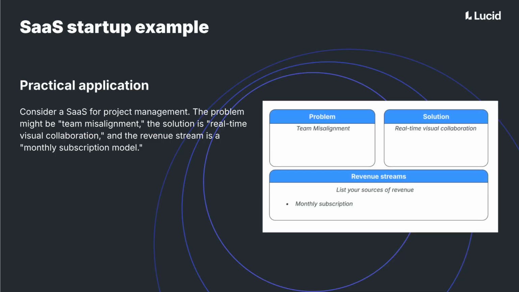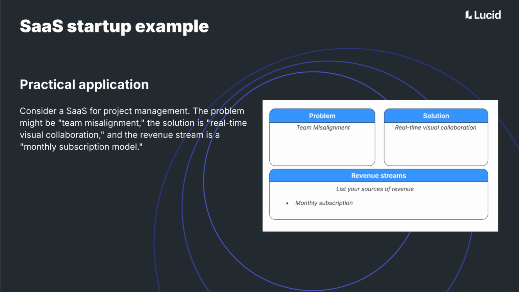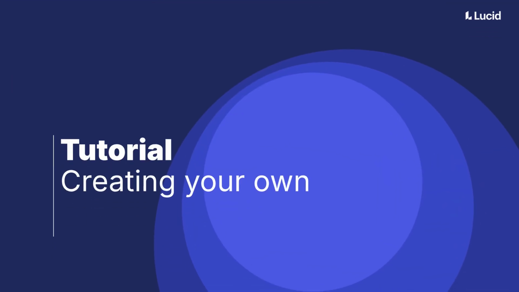For an example, Lean Canvas for a SaaS startup. A project management tool might target remote teams, offering a solution of visual workflows to solve the problem of fragmented communication. Now, let's jump into a step-by-step tutorial.